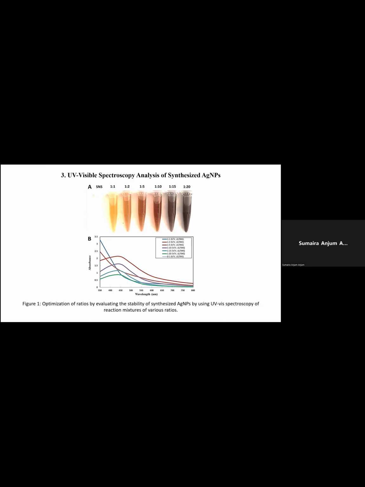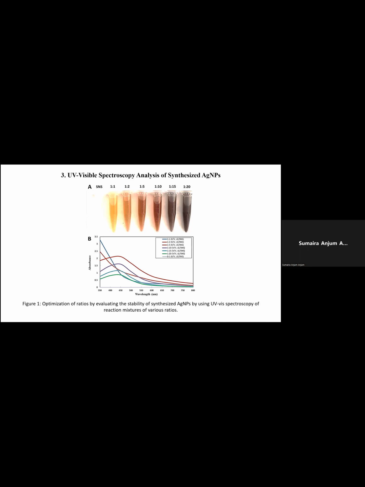As we can see in this figure, the initial indication of the synthesis of the silver nanoparticles is the change in color from light brown to reddish brown, and the reddish brown color was prominent in the 1:5, 1:10, 1:15, and 1:20 ratios, and darker towards the 1:20 ratio.